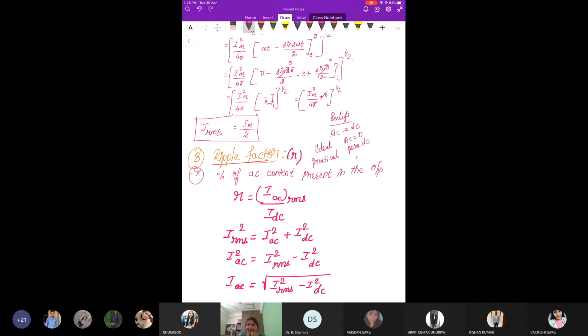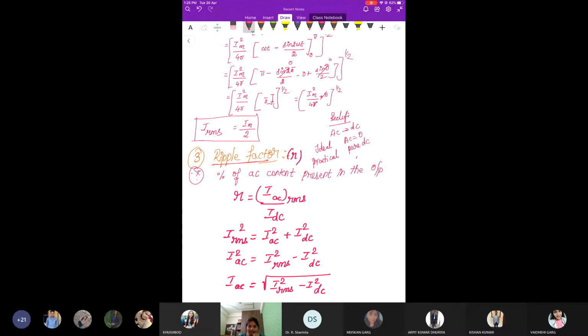Okay. So ripple factor, you know that. What is the use of ripple factor? Using this ripple factor parameter, we are going to measure how much AC component is added in the DC. So what is the formula for ripple factor? I_AC divided by I_DC.